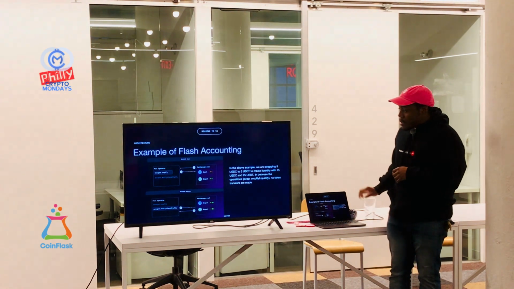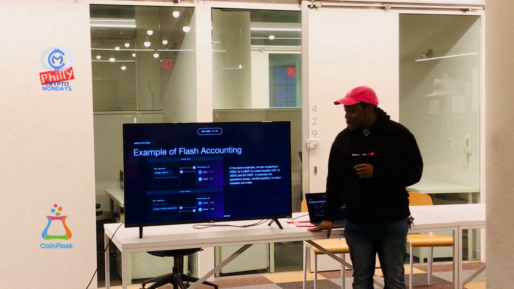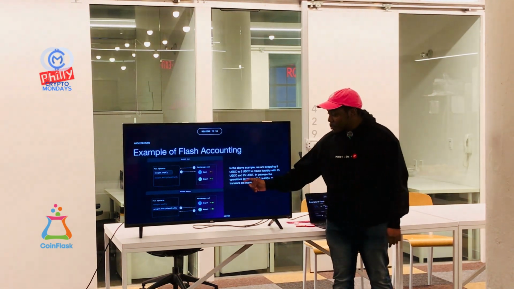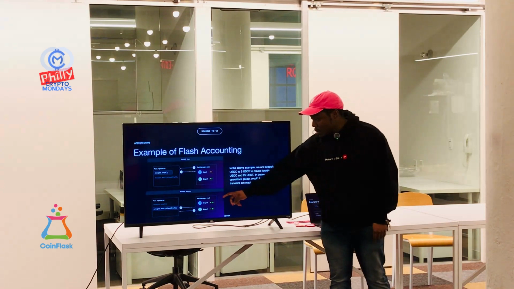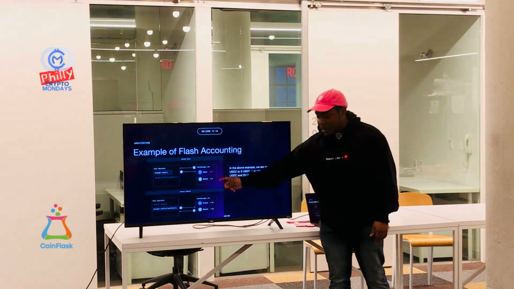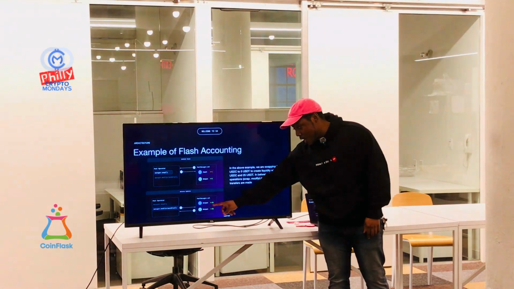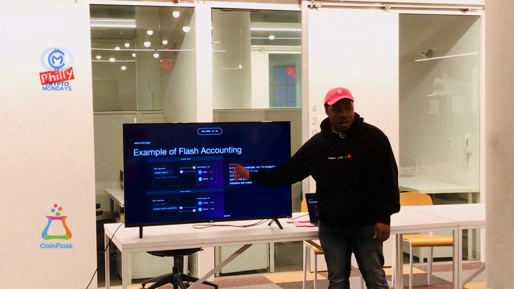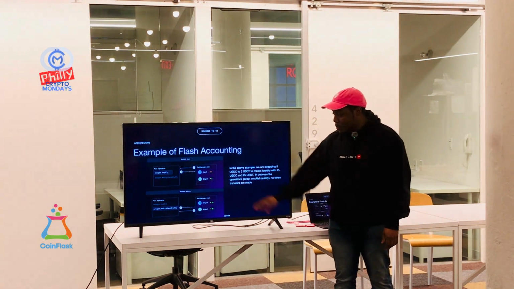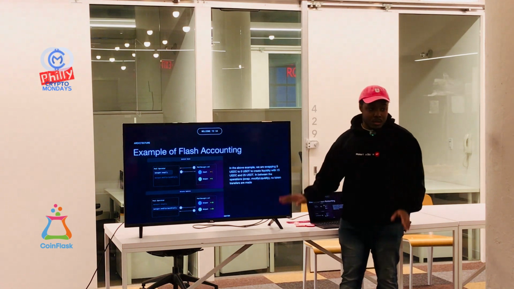So that swapping I kind of pointed out earlier is the flash accounting. In this example here, we can make a swap for some token that we want, and then we can immediately add that to our liquidity position all in one call. So anytime we want to interact with the pool, we can do multiple things in one call.